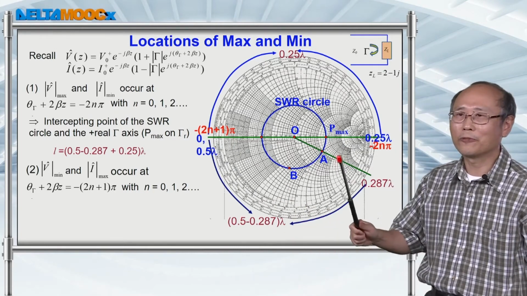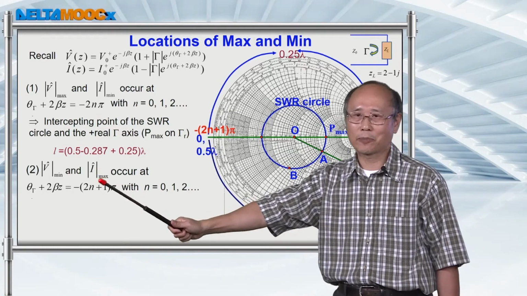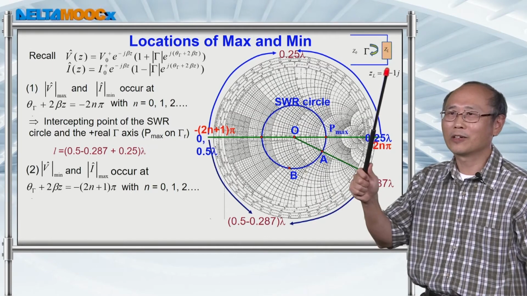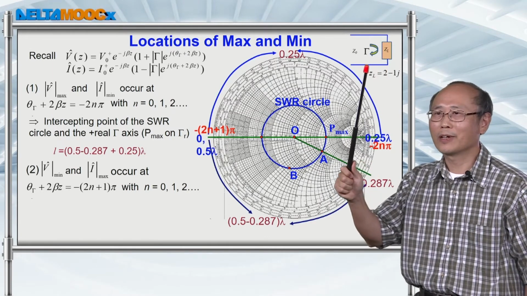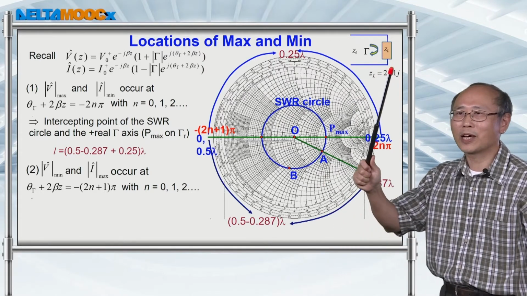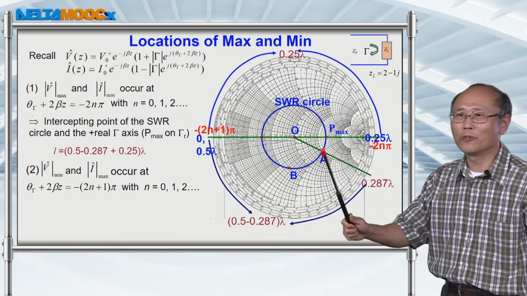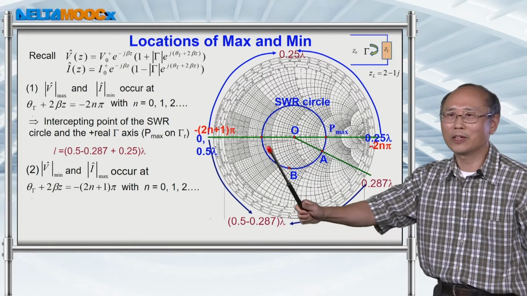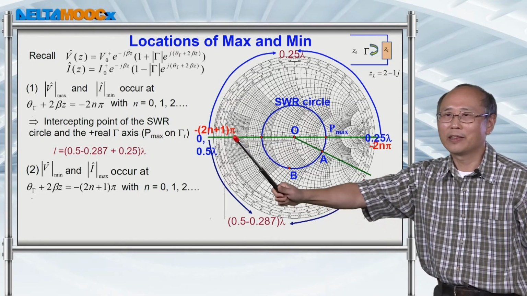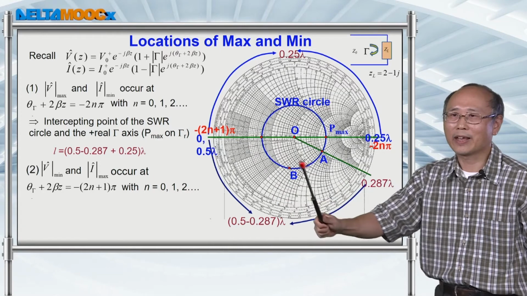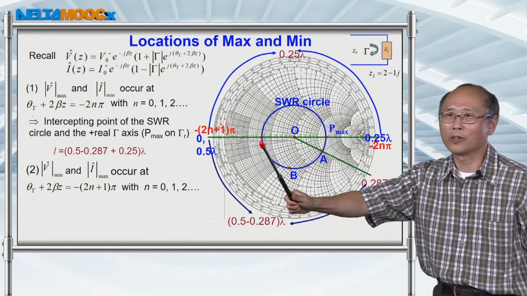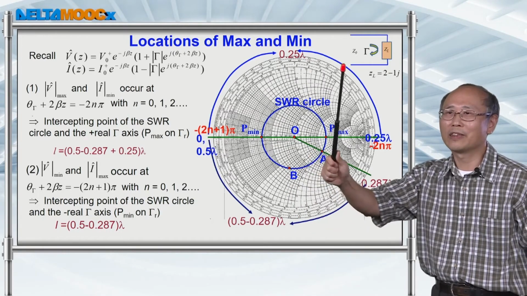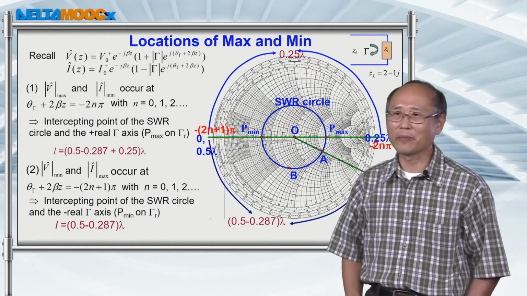So, for example, if you want to find the location of the maximum current or the location of the minimum voltage from this load impedance point, you start to move on this line, and when you start to move on this line, it means that you'll be moving on this circle toward the generator, and then you move to this point, which satisfies this phase angle, and then the length from A to this point will give you the length where you can find the maximum current and minimum voltage.